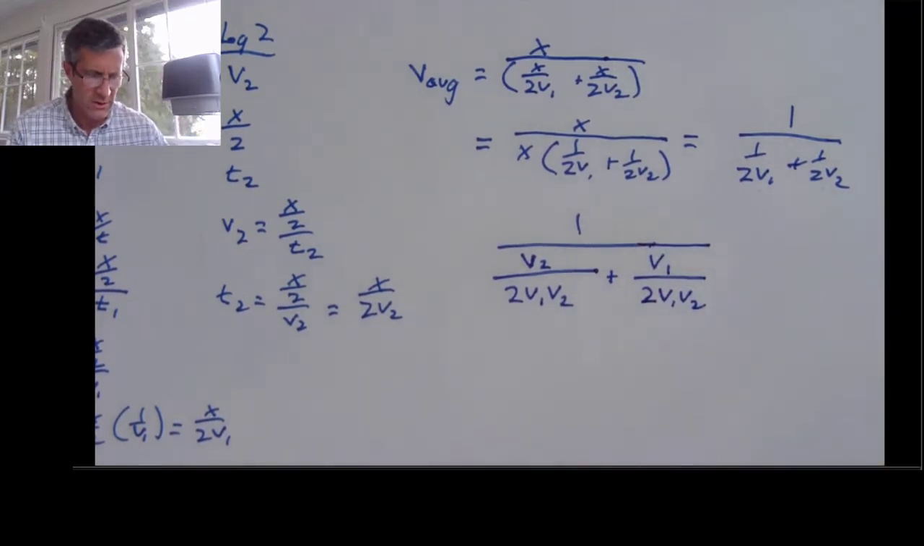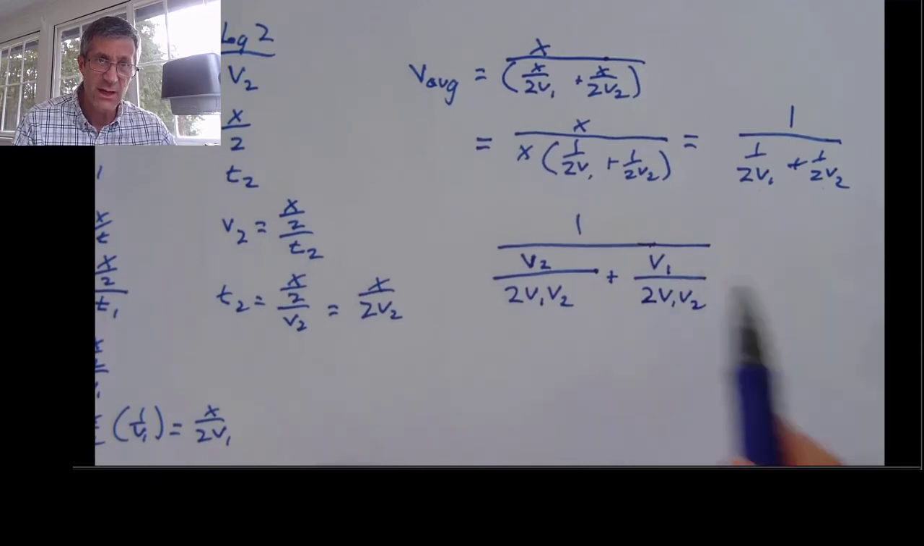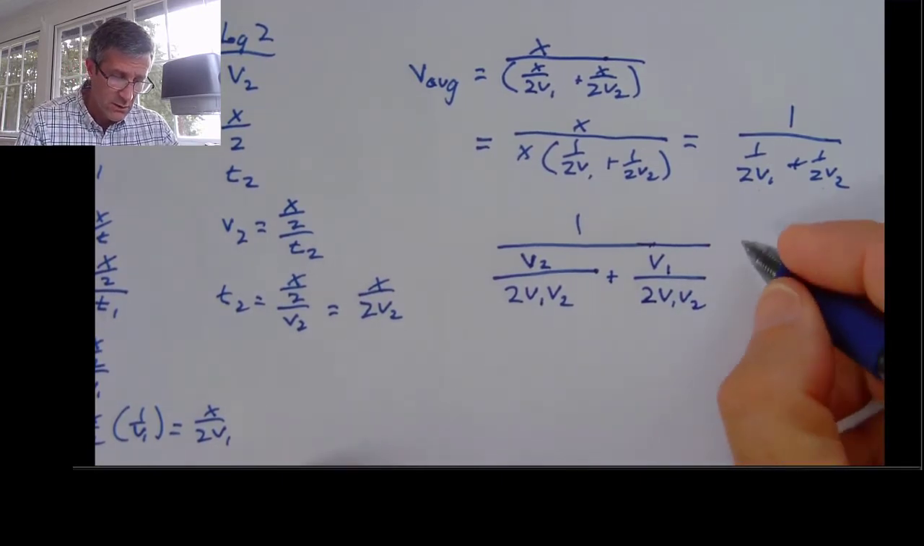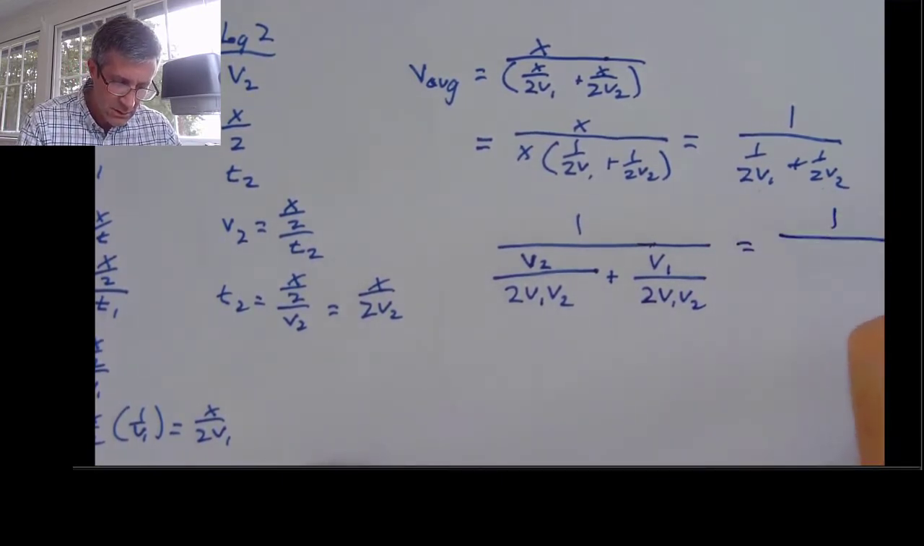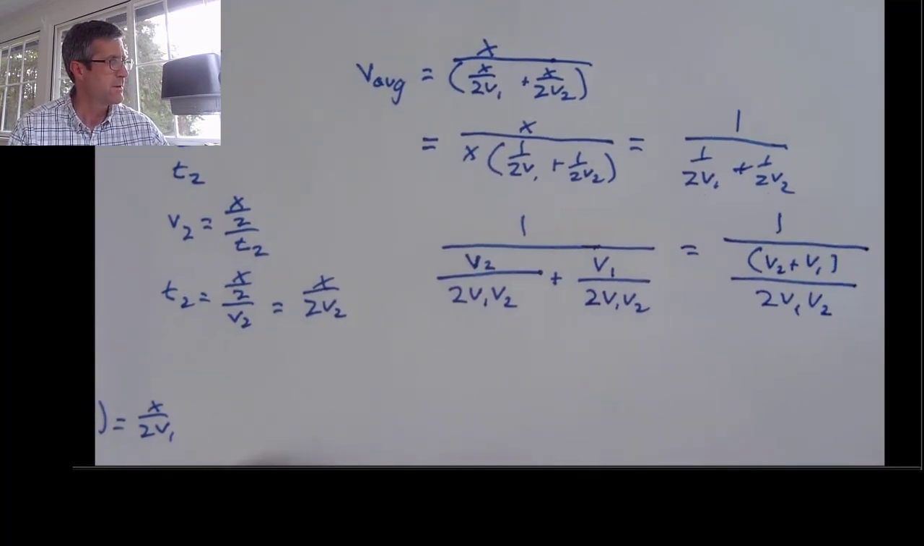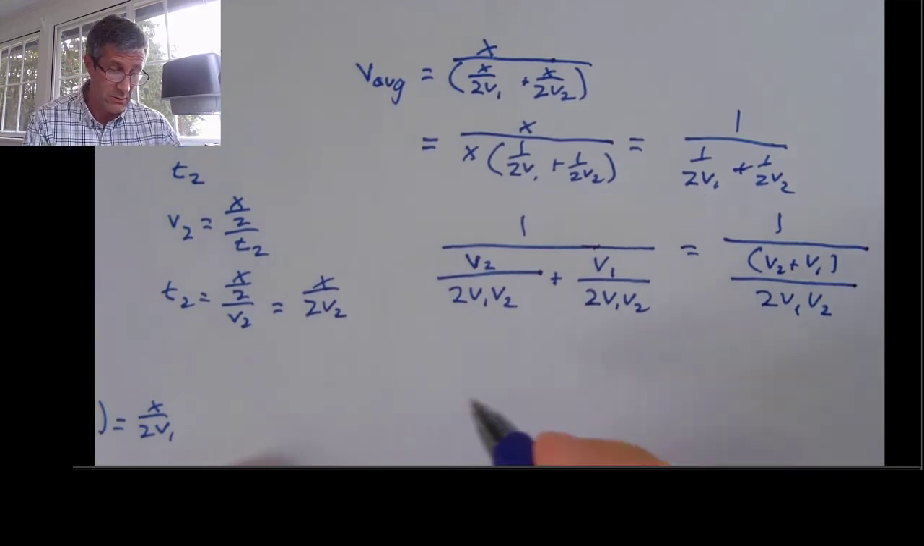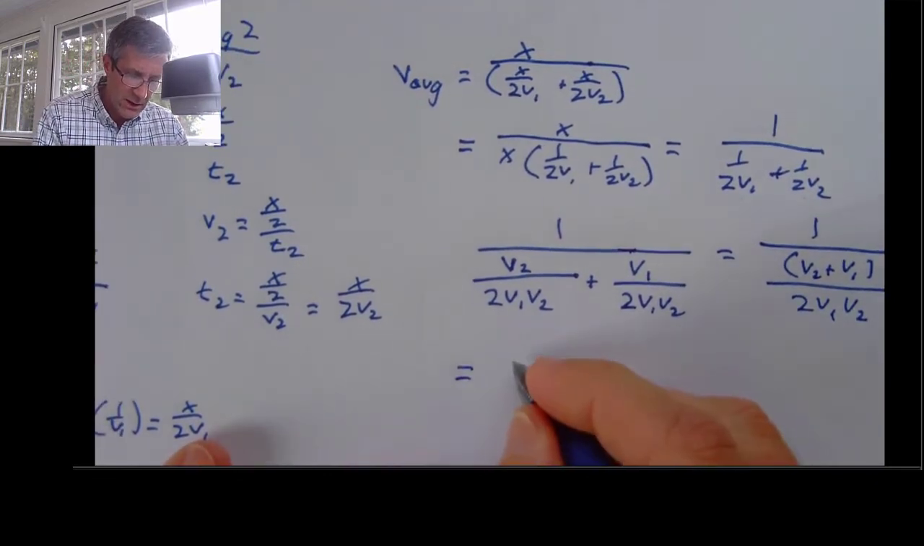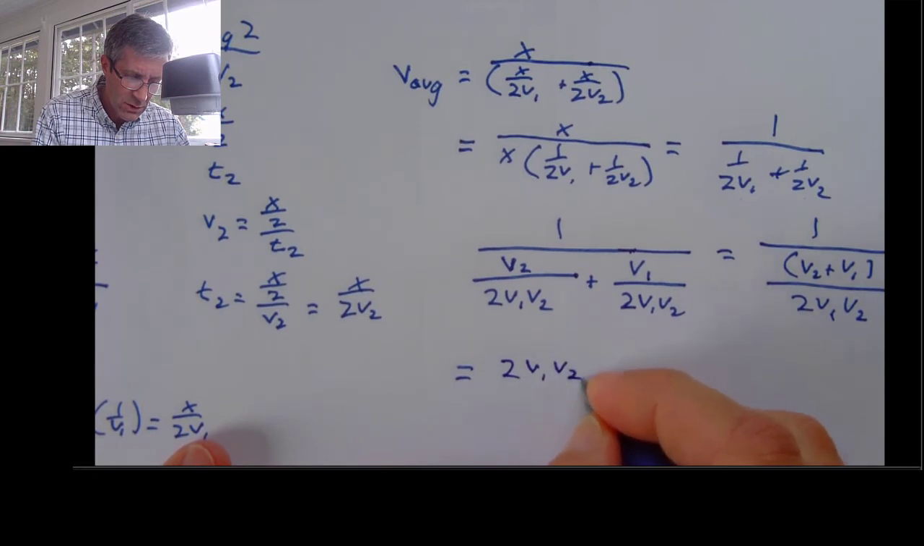Convince yourself that makes sense. Now I have a common denominator. I can add them together and take the inverse, and I'm pretty close. Adding these together, I get 1 over V2 plus V1 all over 2 V1 V2. Now I'm going to essentially take the inverse. Dividing by a fraction is the same as multiplying by the inverse, which comes up a lot in this course. So I'm going to end up having 2 V1 V2 over V2 plus V1.